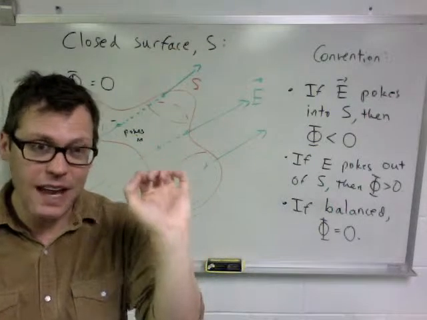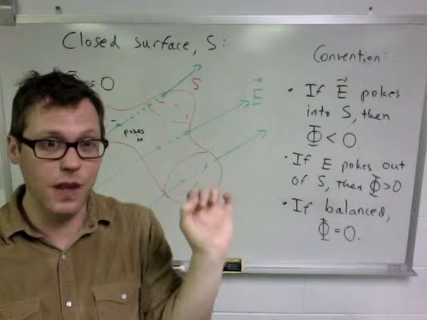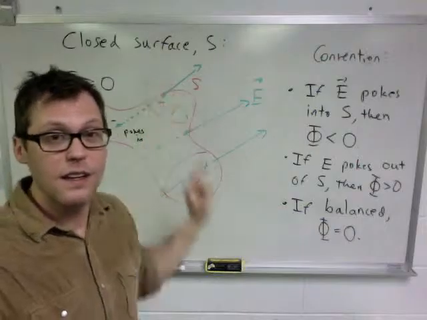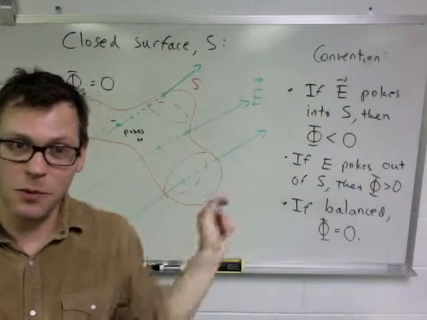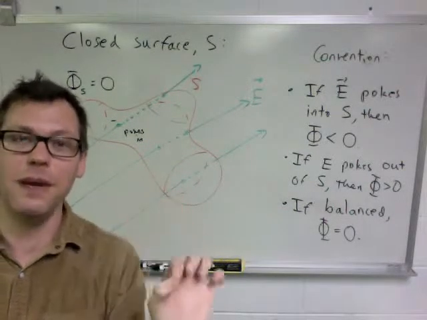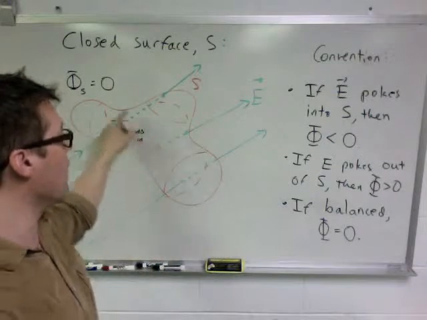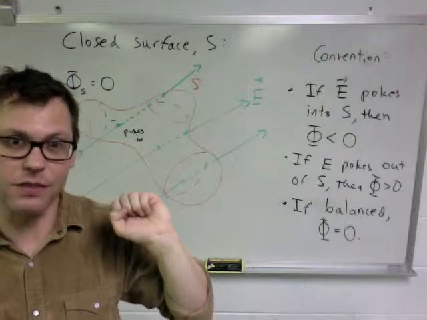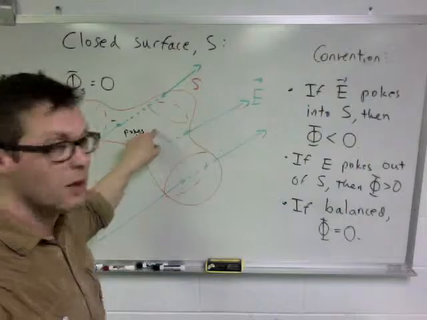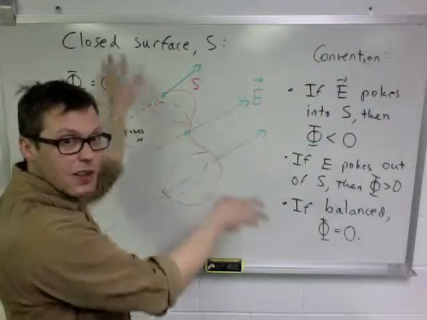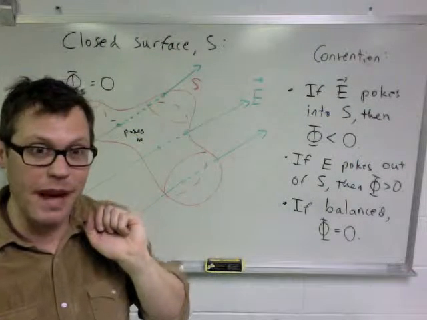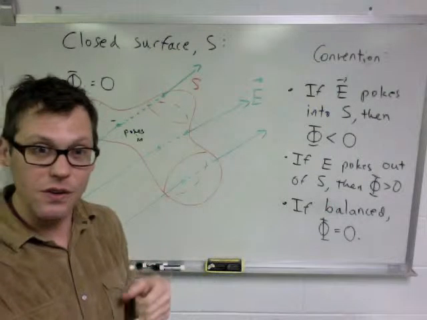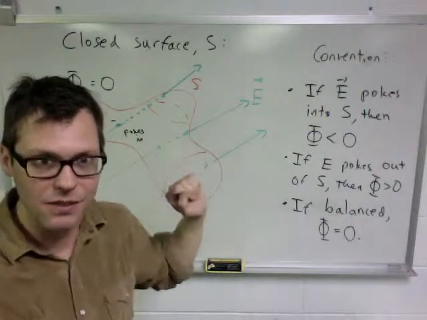What I have to have in order for there to be an electric flux through a closed surface, and I hope you can visualize this, there must be a charge somewhere inside of the surface. Because if there were a charge somewhere inside, then I would have field lines poking out of the bag, and no field lines poking in if it were a positive charge.